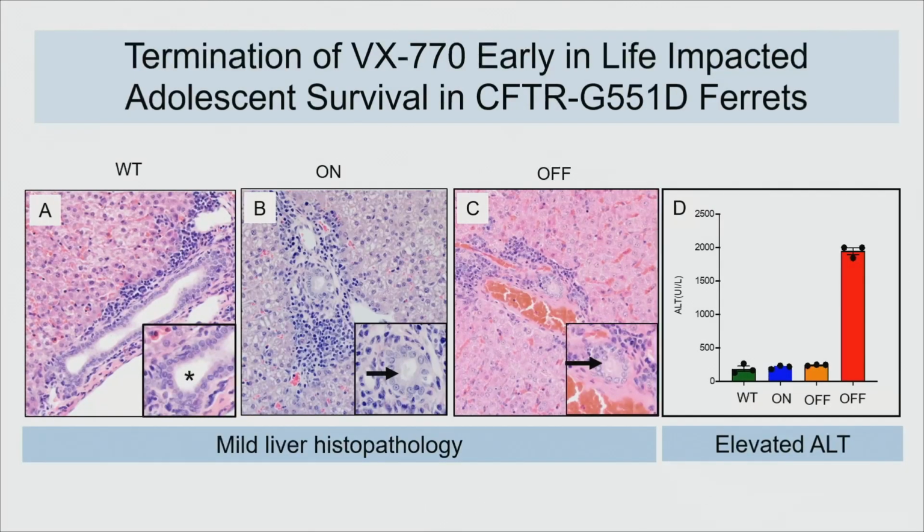The liver looks similar to the lung, with no histopathological change, but in function, the ferrets that died, the mortality ferrets, have a higher level of ALT after VX-770 was removed, but not the non-mortality ones. They still have normal ALT, so we think maybe there is some relevance to liver function.